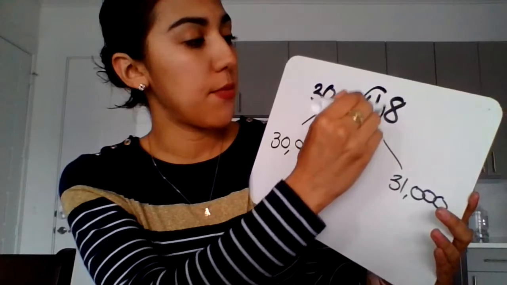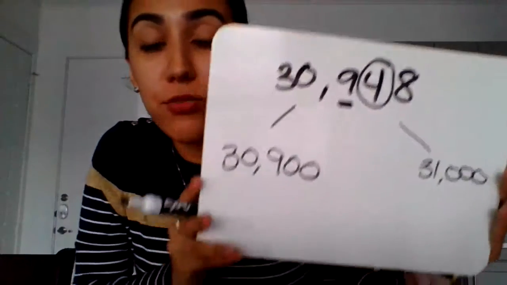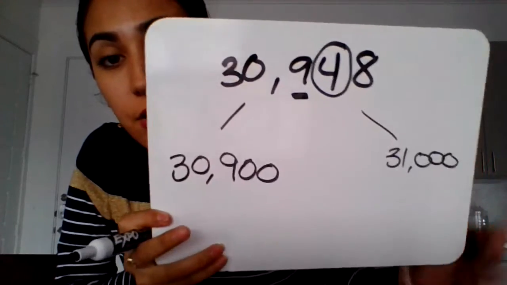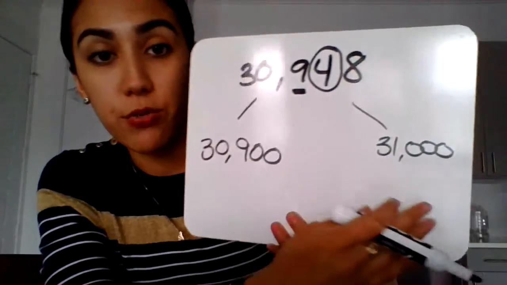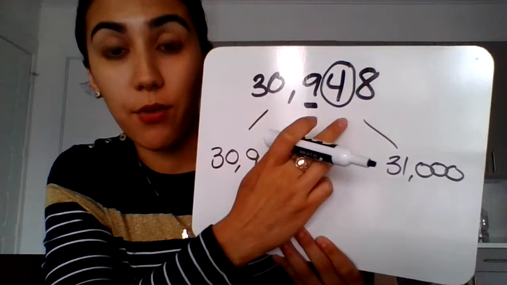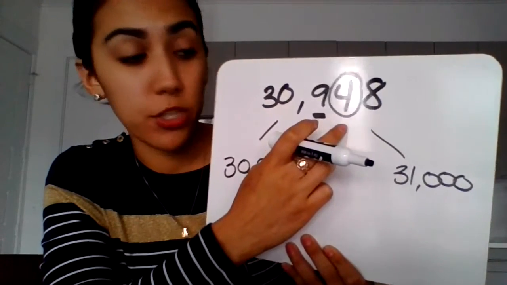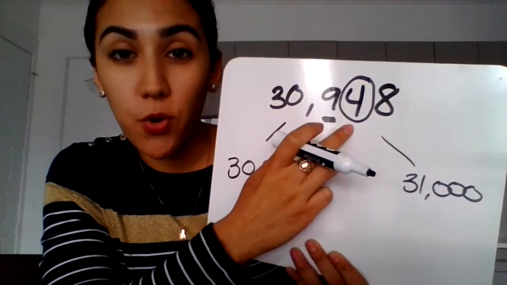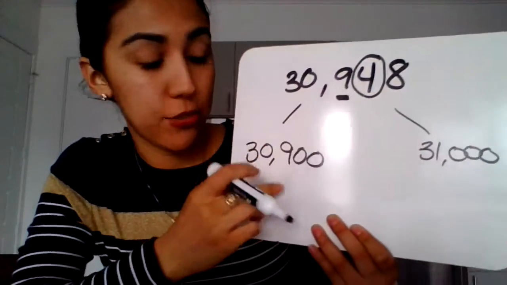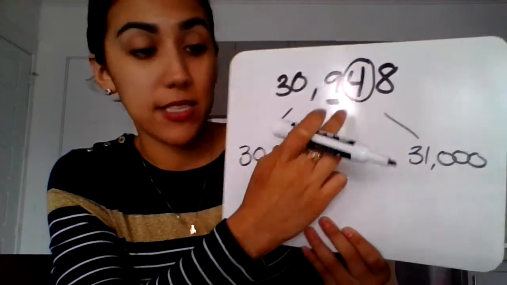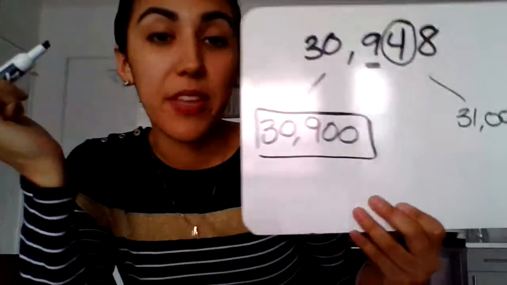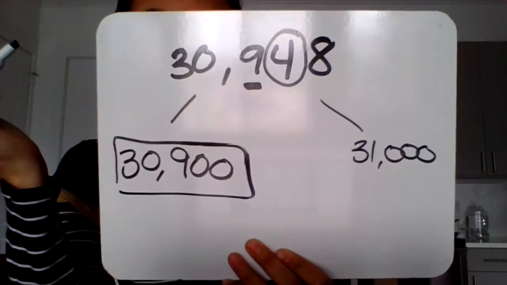Then you circle the neighbor to your right. That number that you circle is going to tell you, are you going to round down or are you going to round up? That's where you have to use the rounding rule. Is it 5 or more, raise the score, which means round up. Or is it 4 or less, let it rest, which means round down. 4 or less, let it rest. That means you're going to round down. Your answer is 30,900. So when you go and input your answers, you need to type in 30,900.